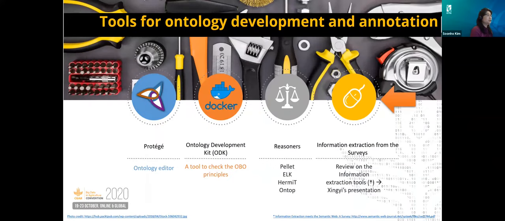In terms of tools for ontology development, we're using Protege as an ontology editor, and we're also using the Ontology Development Kit, ODK. We're also using a reasoner and others. When it comes to extracting concepts or information from the survey itself, we have a lot of different questions and then options and choices.